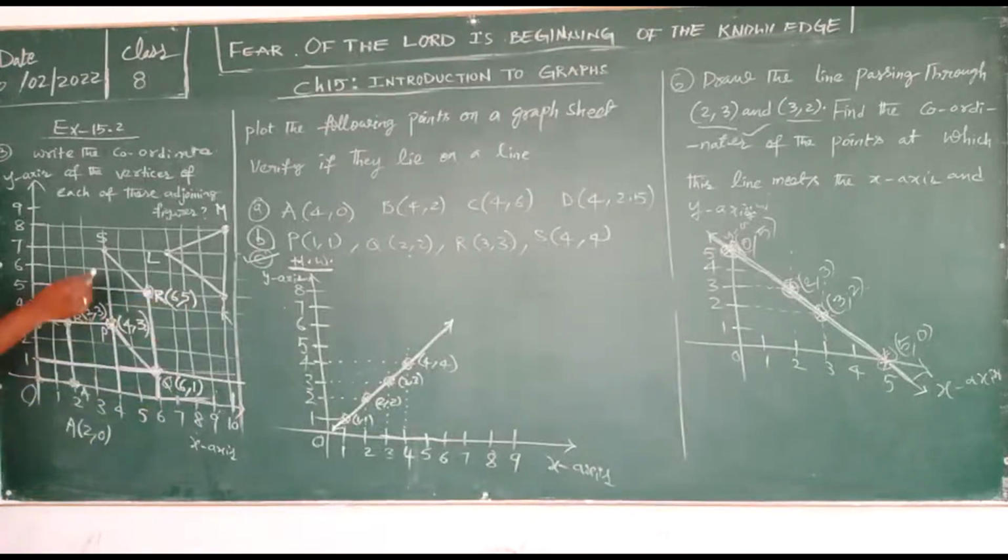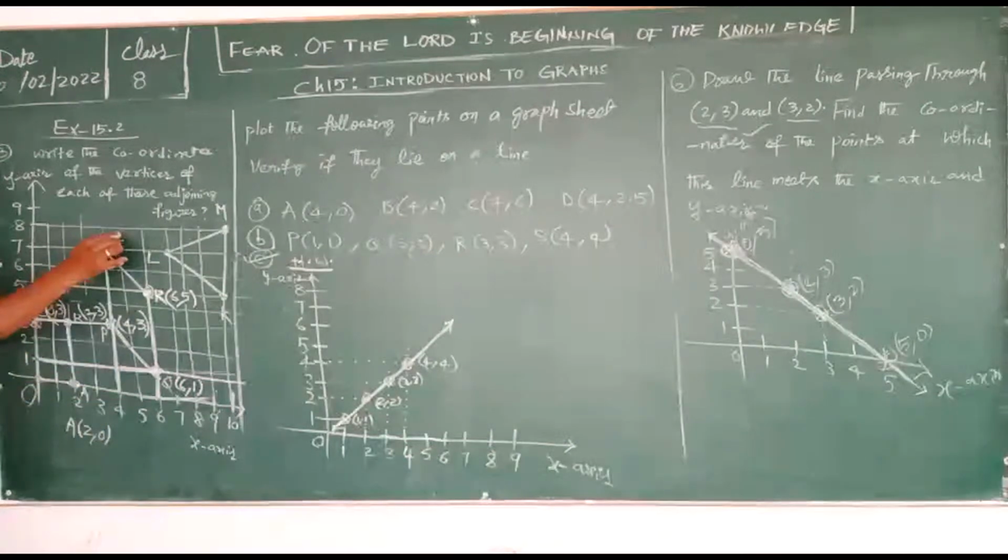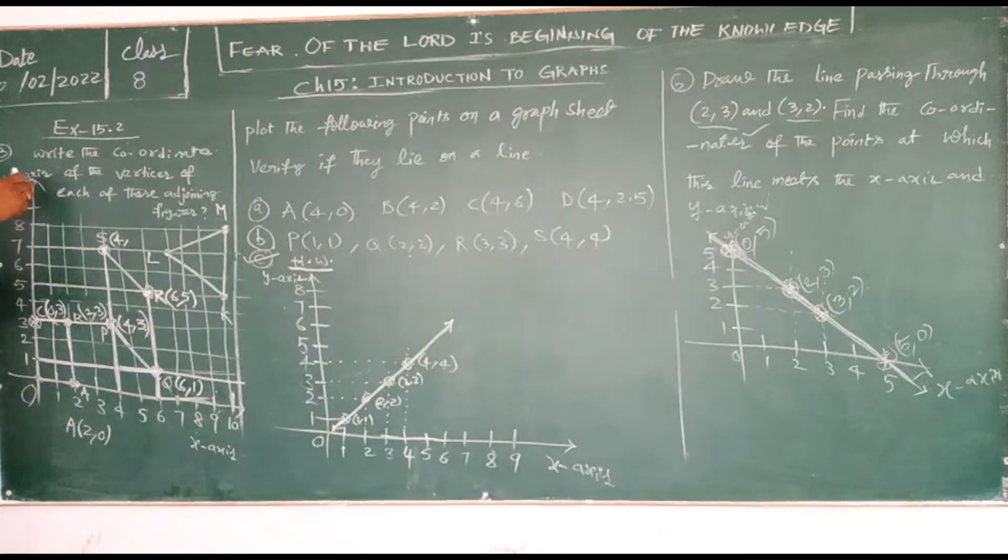Okay, now let's go for this S. S point is this. Then how to find the position? From here, draw a line to the horizontal line. When you draw, you find 4. So write 4 here. Similarly, draw one line to the left corner, that is your y-axis. What do you find here? 7. So 4 comma 7.